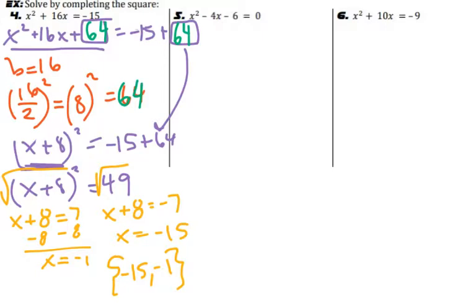So let's recap what we did. We figured out what value we needed to add to both sides to get our perfect square. We factored the left-hand side to be that perfect square. Then we had a perfect square equals a constant. We square rooted both sides, we set up two different equations, and we solved each of those equations.